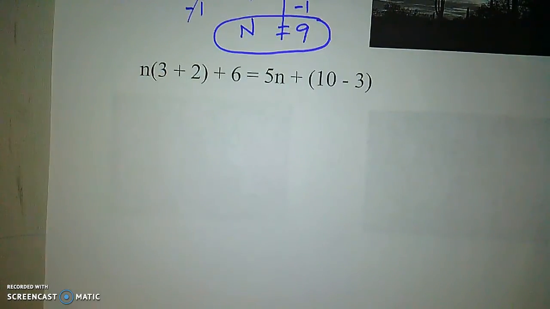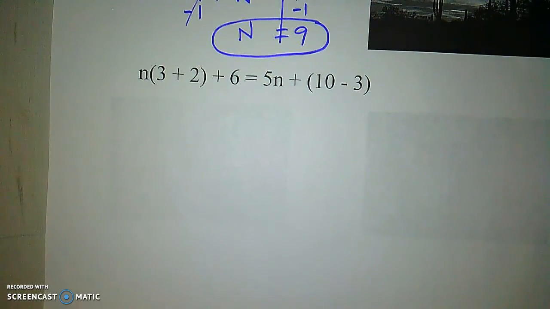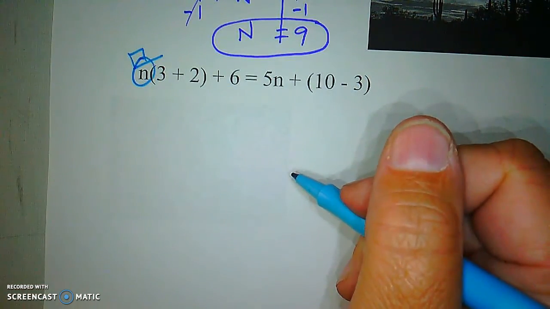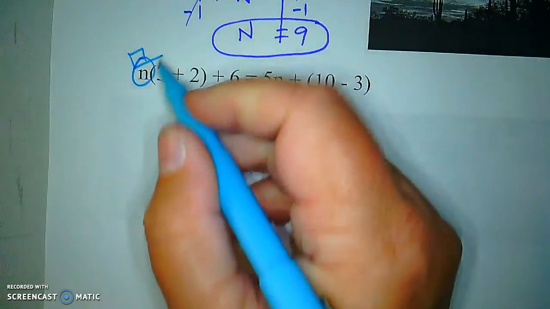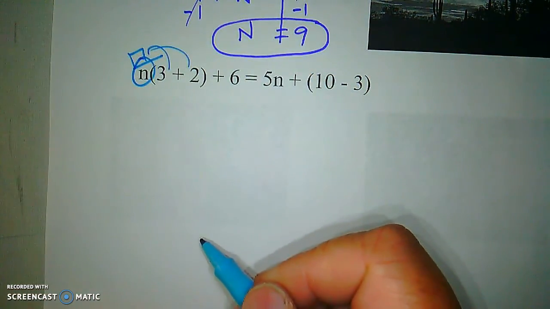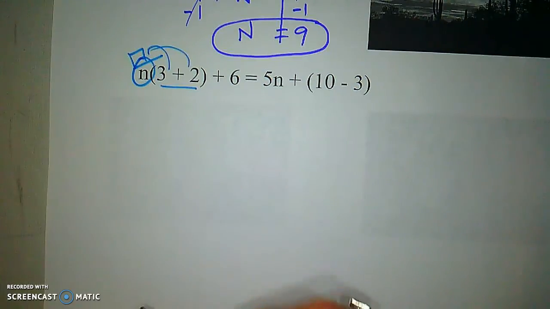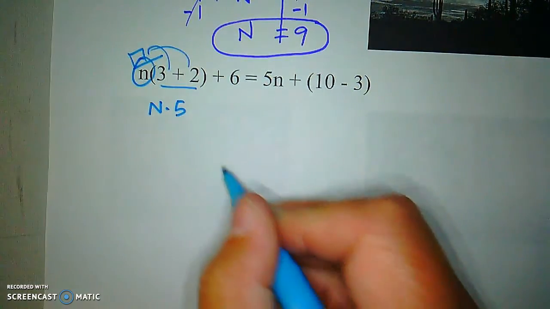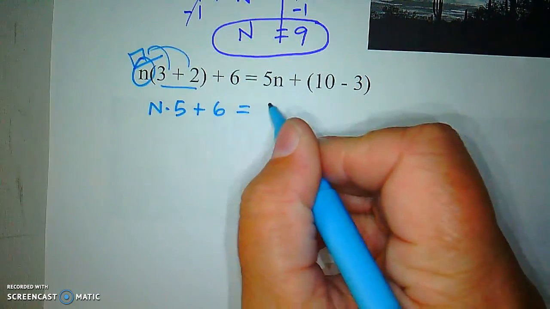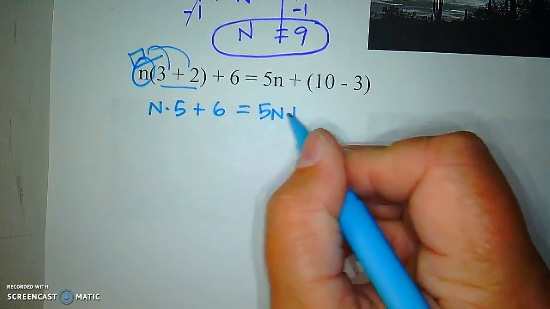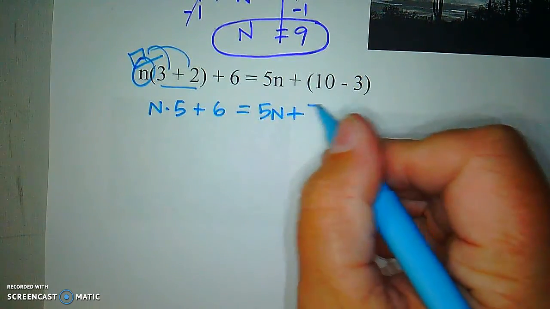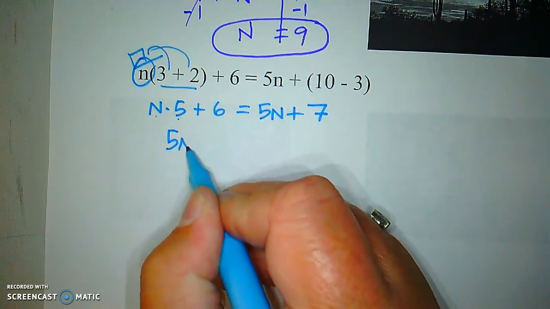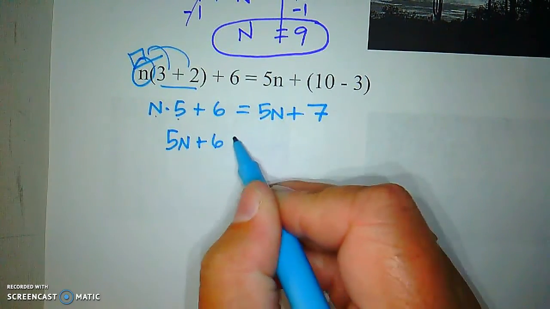In this problem, we're still trying to get n by itself, but it looks like we've got a distributive property to deal with as well. You could do the distributive property, or we can do inside the parentheses first. n times 5 plus 6 equals 5n plus 10 minus 3 is 7. And n times 5, we actually like to write the number first.